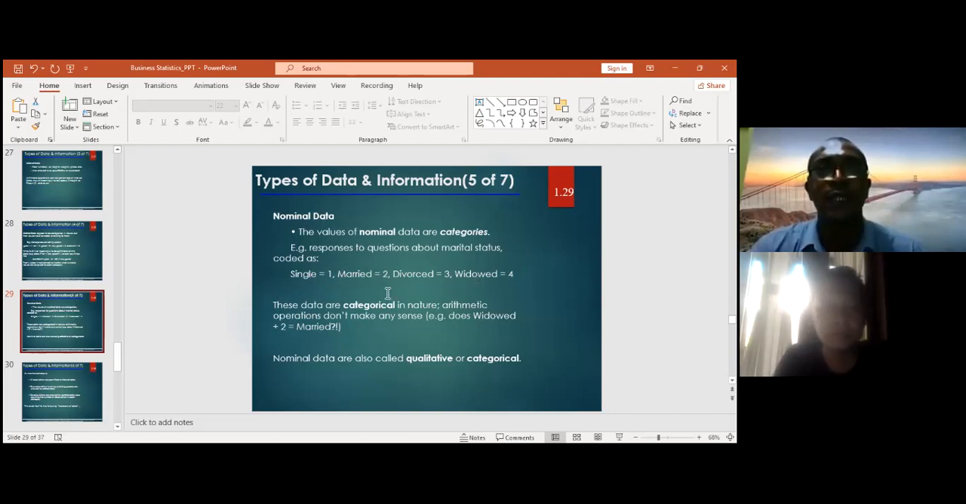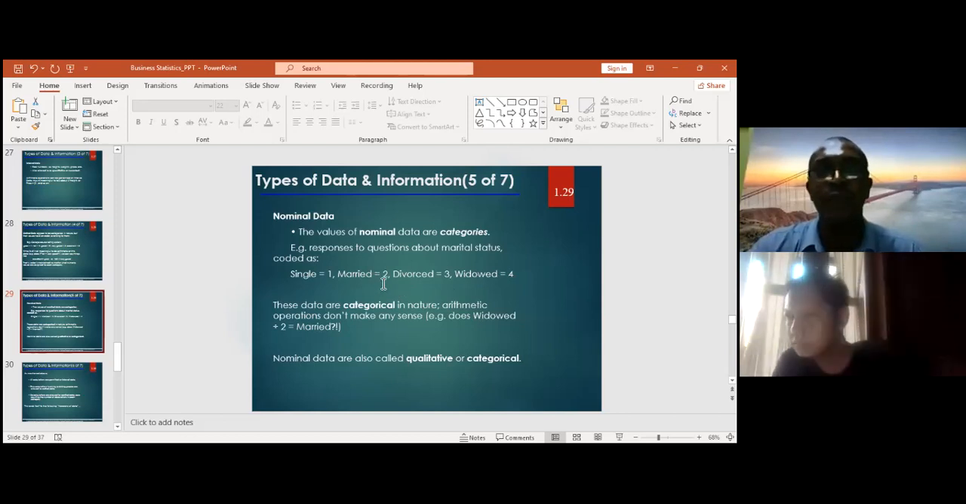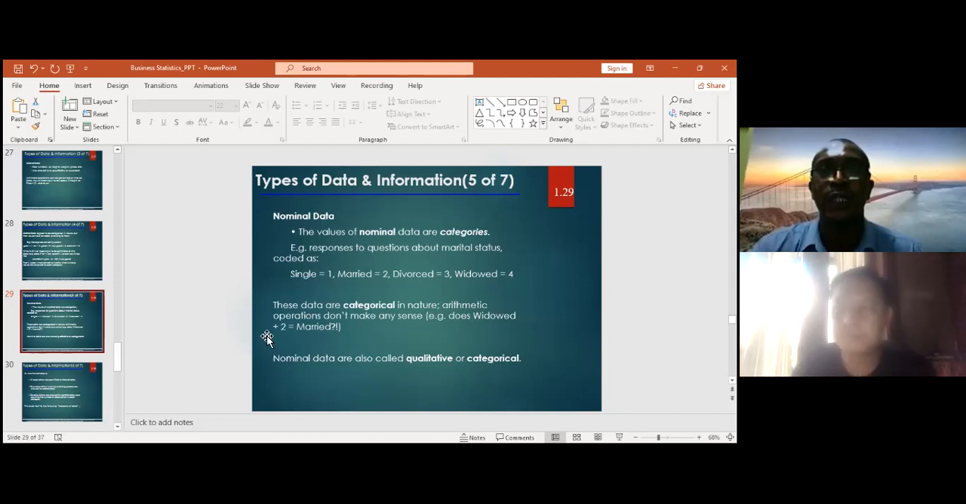You can see this type of data, you cannot do anything. You cannot do multiplication. You cannot even say that married is better than single, or widow better than married. It doesn't make much sense. So you can see that there is little you can do on nominal data. These data are categorical in nature, so arithmetic operations don't make any sense. There is nothing you can do on this. Can we say that widow divided by 2 equals married? You cannot do that.